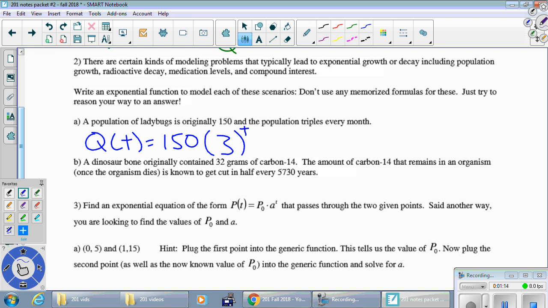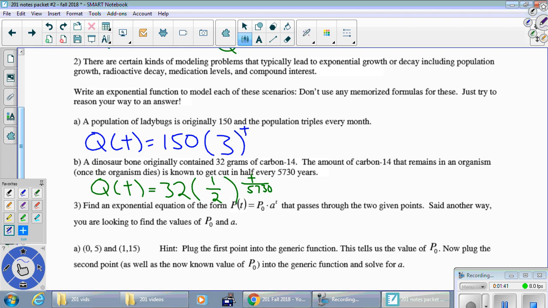Part B says we start with 32 grams. And it says it gets cut in half every 5,730 years. So if you're going to cut in half repeatedly, that's the same as multiplying by half. Now, I don't want it to get cut in half every year. So if I put a t up here, that would cut it in half repeatedly every year. But I only want it to cut in half every 5,730 years. So if you plug in 5,730 for t, then this fraction would be 1. And that would say, yeah, cut in half one time.